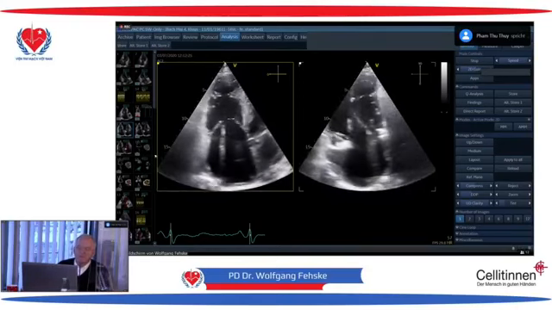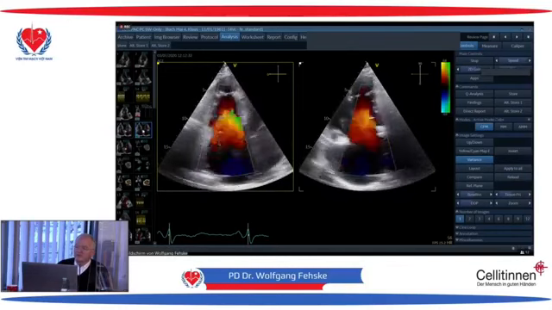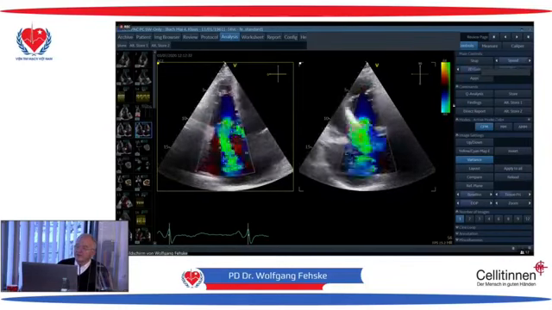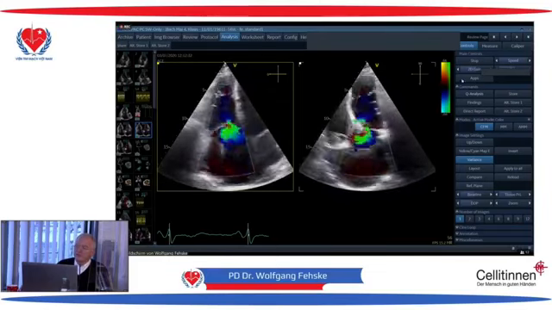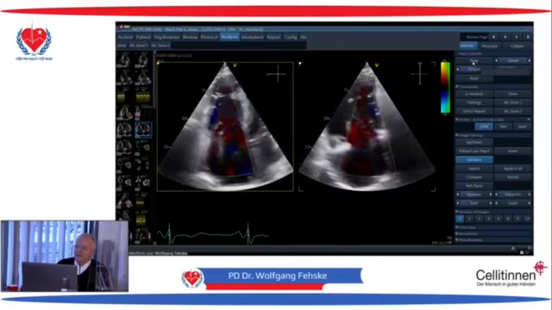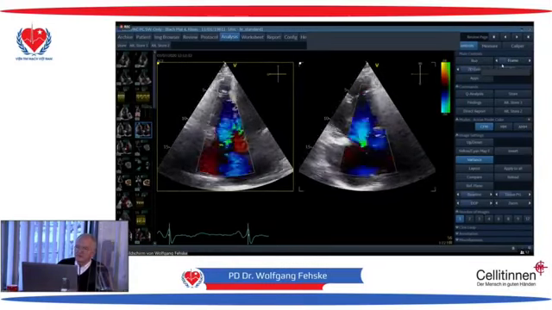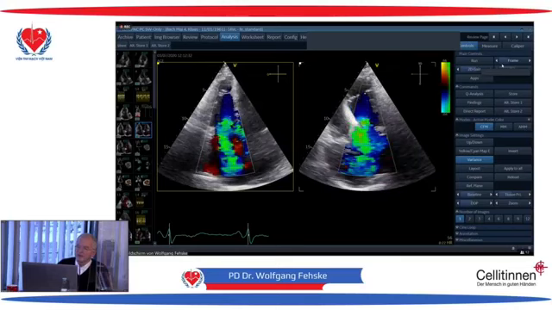And this is to be combined with the color. And you see that there is a huge regurgitation. So what we normally do as the first step for quantifying tricuspid regurgitation is that we try to define why is the tricuspid regurgitated.